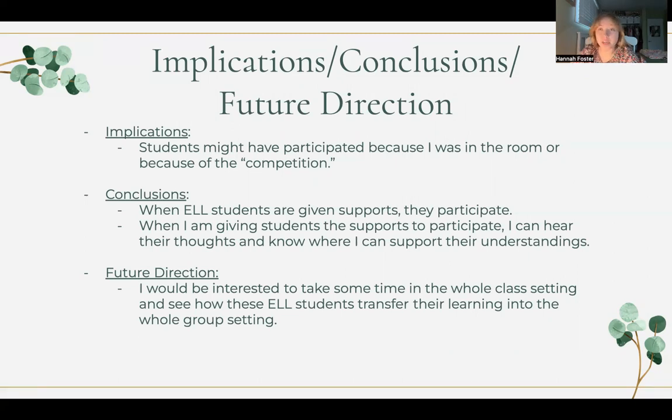For some future direction, I think it would be very interesting to take some time to look at this in a whole class setting. We worked so much about this. We worked 9 days in small groups. So I'd be very interested to see how those ELL students transfer their learning into a whole group setting and see if that changes any of the findings that I was able to figure out.